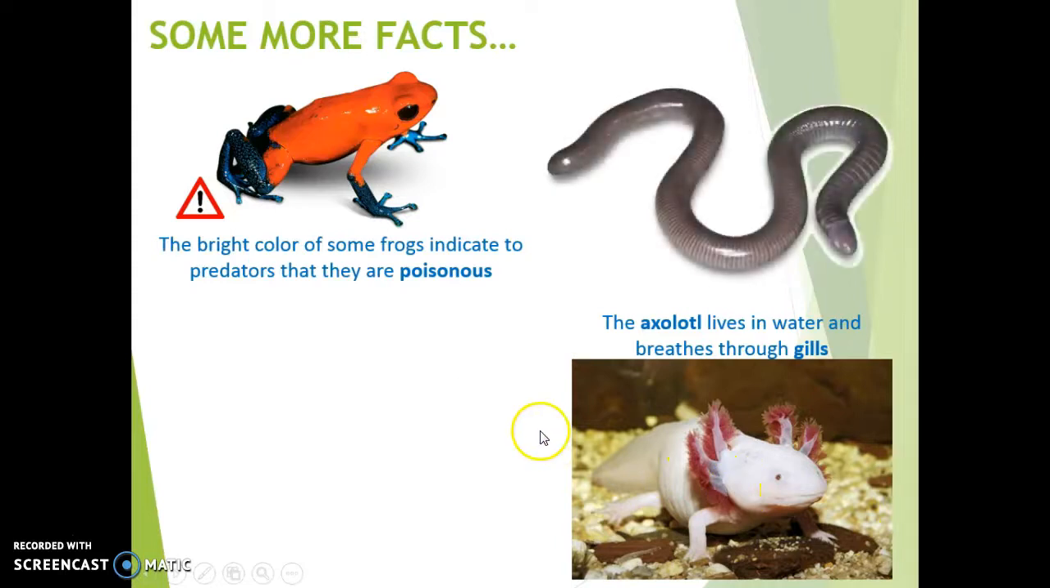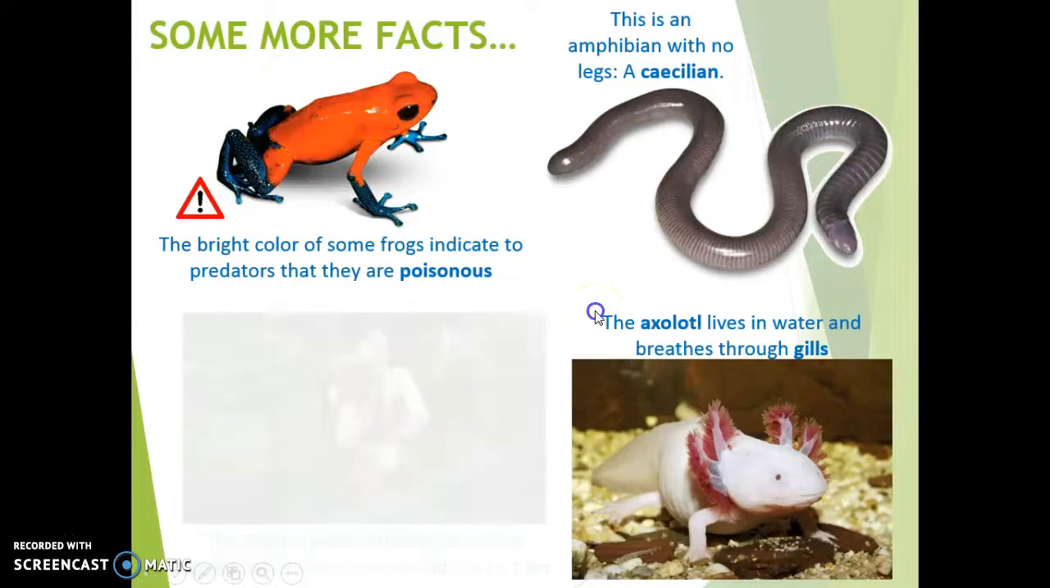Another interesting fact is that, what do you think this is? Do you think that's a worm? Well, it looks like a worm, but it is not a worm because it has a skeleton. This is a kind of amphibian with no legs. It's not among the two main types, but there is a type of amphibian that has no legs. It's fine if you know about it. They are called caecilians. So now you know that there is a kind of amphibian which doesn't have legs.